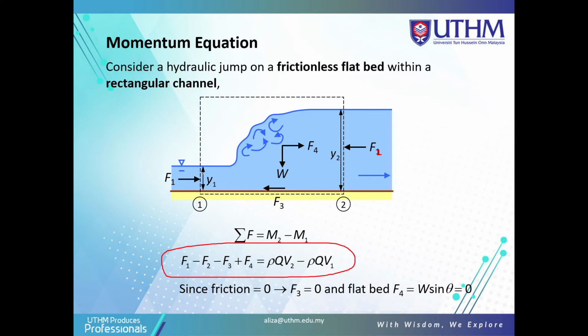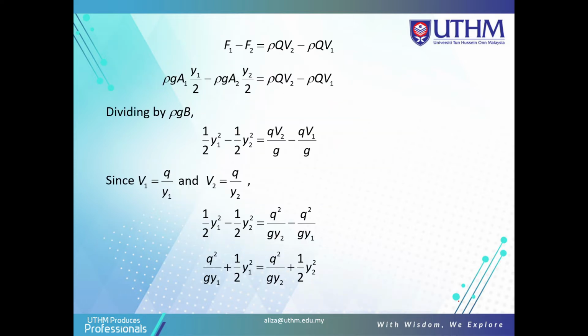F1 minus F2 minus F3 plus F4 is equal to density times Q times V2 minus density times Q times V1. Since friction is equal to 0, F3 is equal to 0. For a flat bed, F4 is the sine theta component, because based on this hydraulic jump we have the friction here. Now based on F1 minus F2, we get this formula, and you just convert to this.